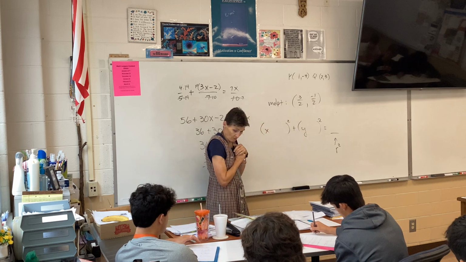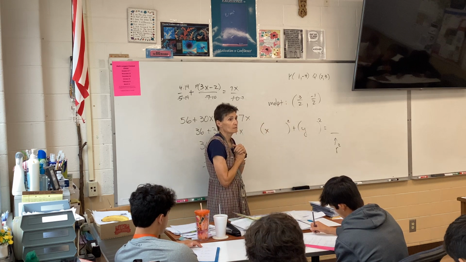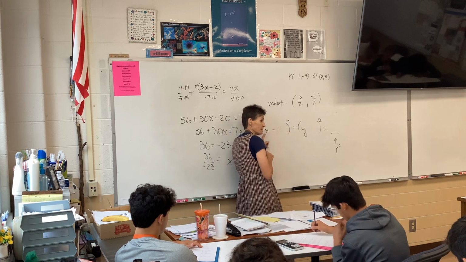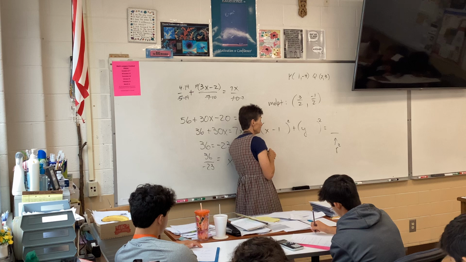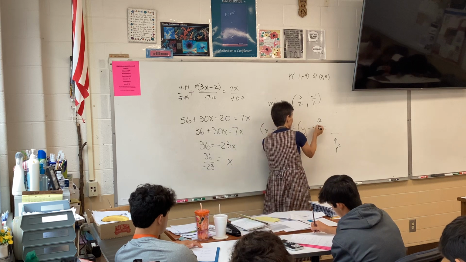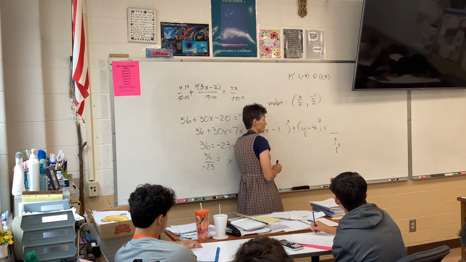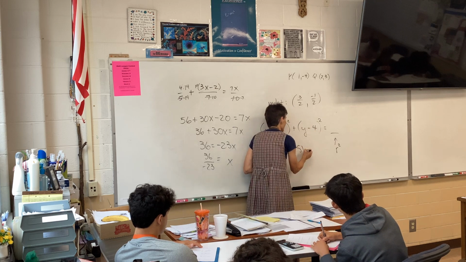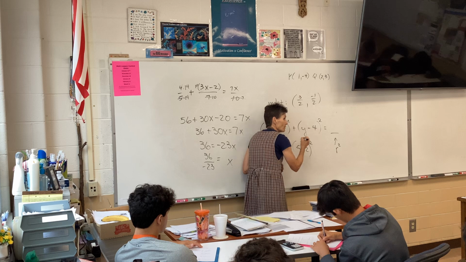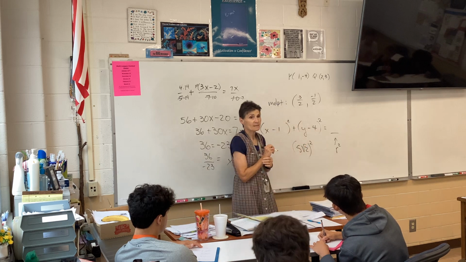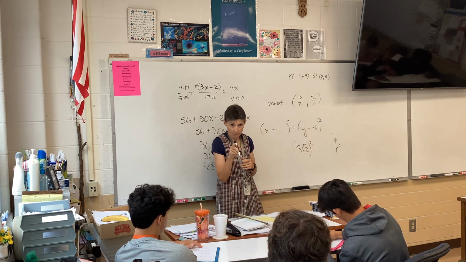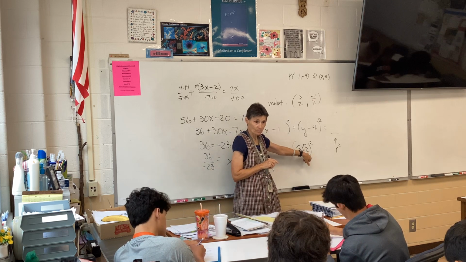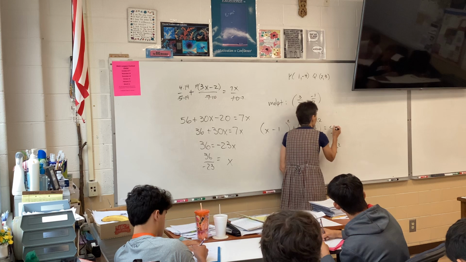So my center is 1, 4. So this is going to be x minus 1, the opposite of minus 1, and y minus 4. And my radius is 5 root 2. And I need to square that, which means I square each piece. So that's going to be 25 times 2, so that's going to equal 50.